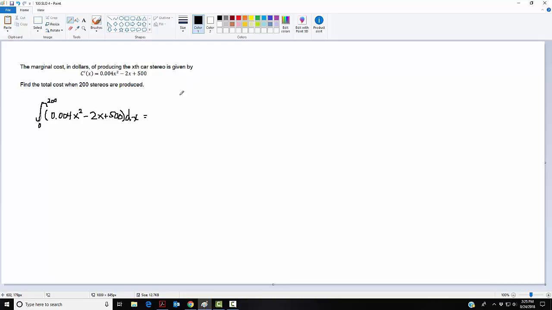When we work it out, we have 0.004 x to the third over 3 minus 2x squared over 2 plus 500x. So that is the derivative, or excuse me, the integral. Definitely not the derivative. Okay, so we have this minus x squared plus 500x. And we're looking at it from 0 to 200. We plug in the 200.